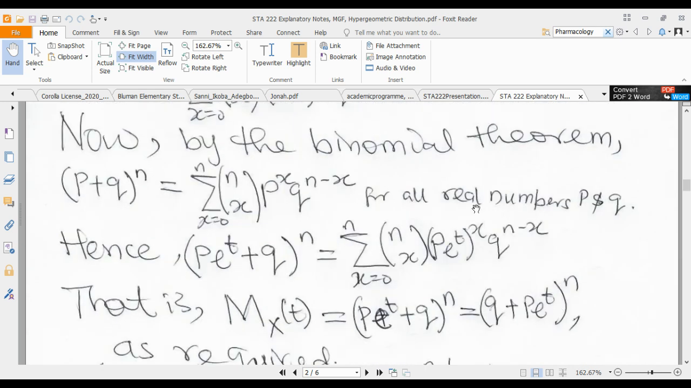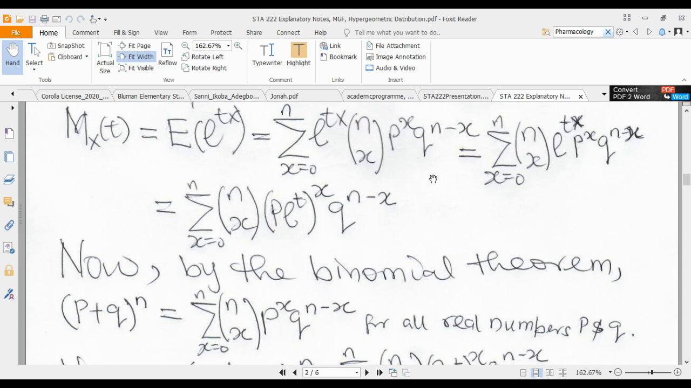We note that by the binomial theorem, if you have any two real numbers, p plus q, to the power n, then it is just the sum of the binomial expansion. It is given by this. This component on the right hand side of this equation is the same thing as what we have earlier on here. It is similar to what we have on the earlier page.